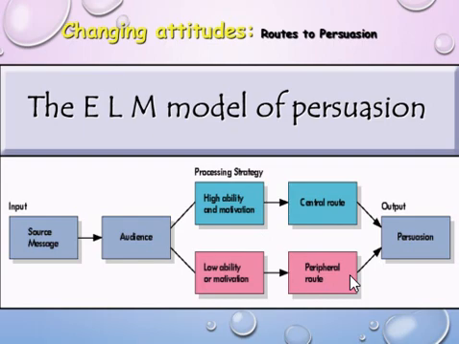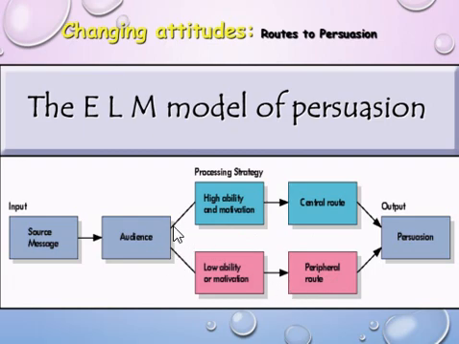So the factors are here in the ELM model. The factors are the source, the message, the audience, and the channels. I want you to remember that the channels can be two: the central route or the peripheral route. So they can ask you the words central route or peripheral route, or they can tell you what the channels of communication are, and then you have to think central route or peripheral route. But it is part of the processing strategy.